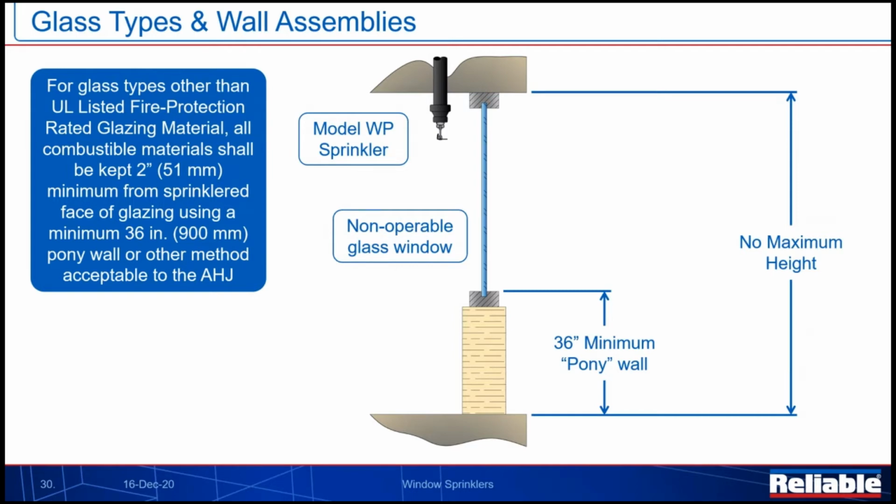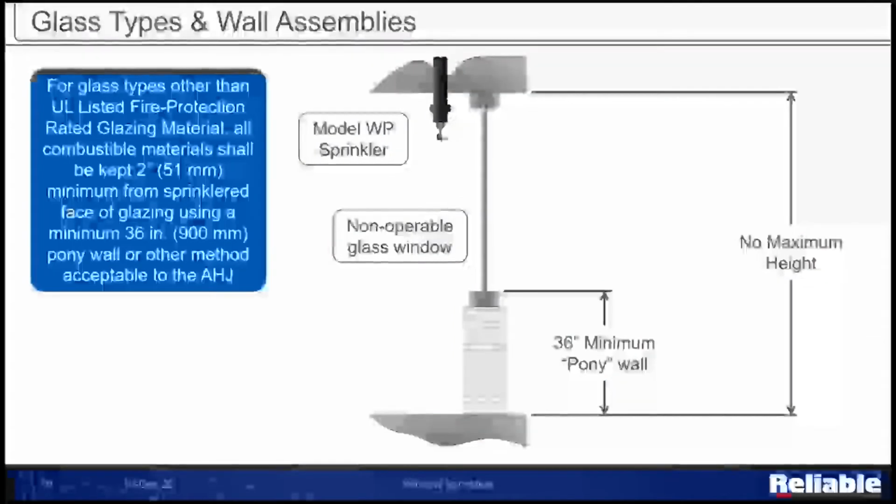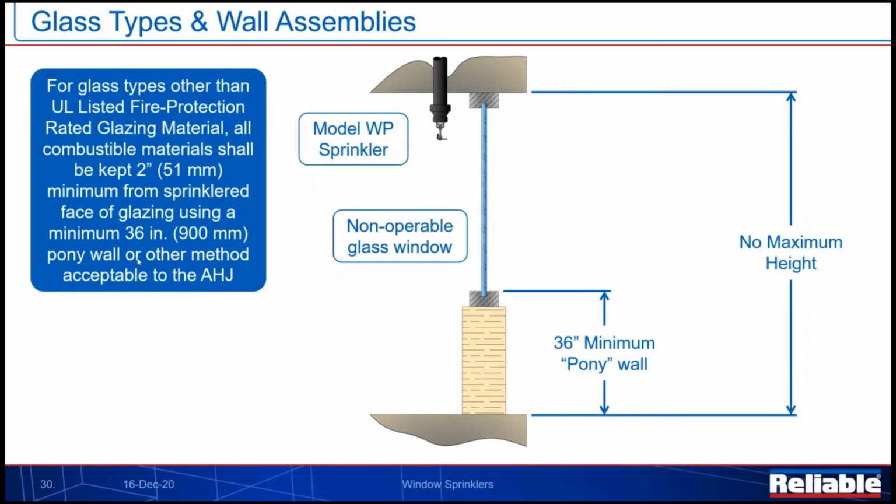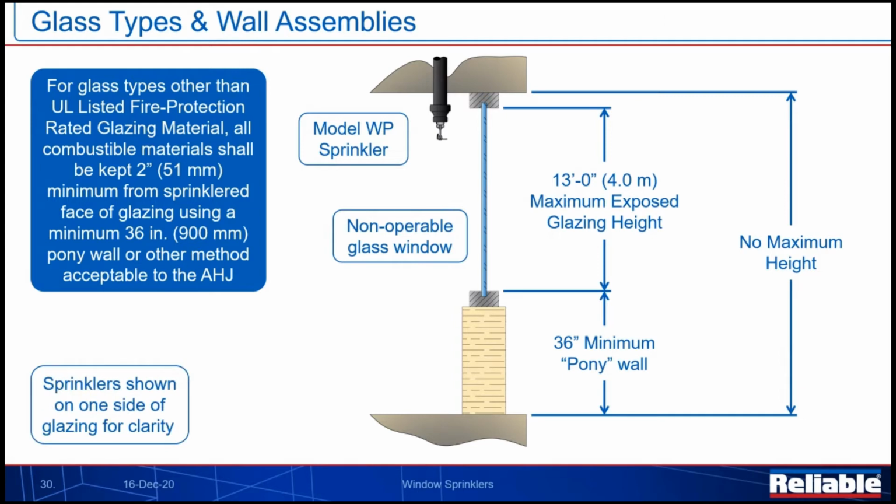Now, it's also important to note that 36-inch minimum pony wall is the language that's used. It's just the easiest thing for us to build and understand. But it is possible that other methods acceptable to the HJ can be implemented. This could be some type of metal railing system or something else. Whatever you can imagine, whatever the HJ will accept is a possibility. But like I said, the easiest thing to understand and to build typically is a 36-inch minimum pony wall. Once we get past that, we don't have a concern about the glazing height. It still can be a maximum of 13 feet.